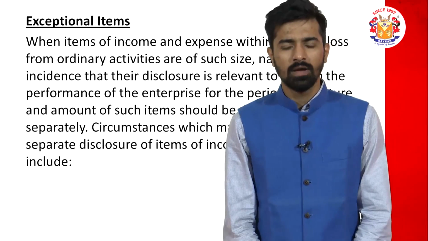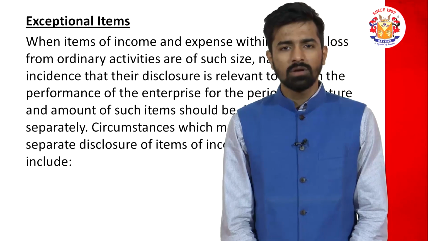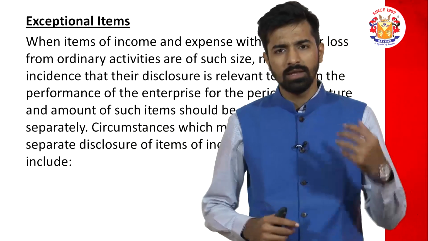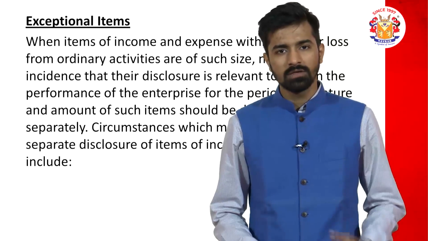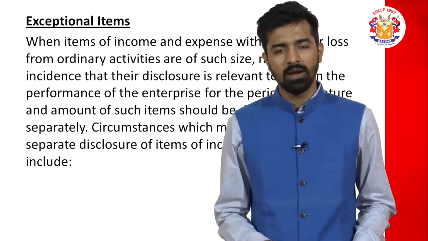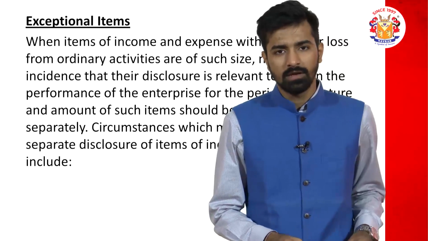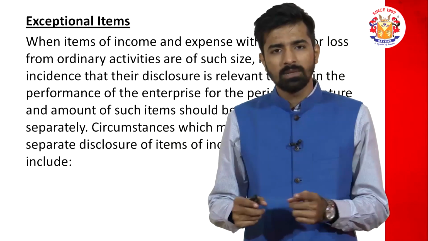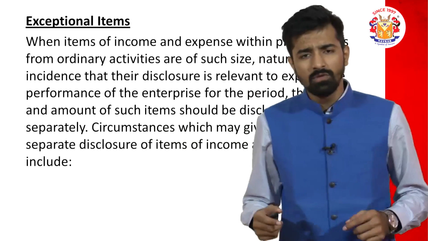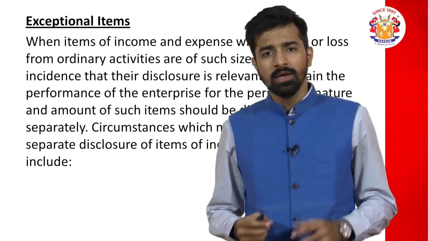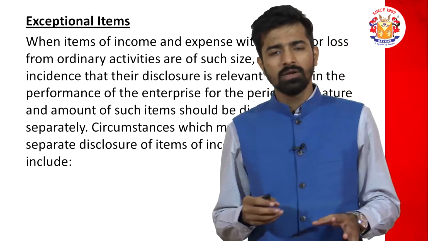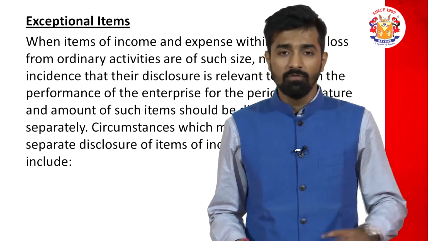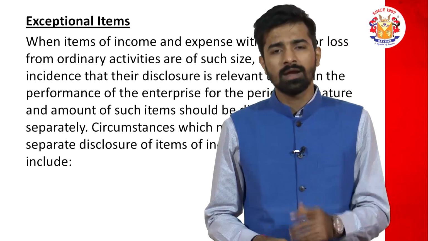Now let's talk about exceptional items. We talked about profit and loss from sale of fixed asset, and we discussed why it is not an extraordinary item. Even though it occurs infrequently, it is a part of your ordinary activities only. But even though it is a part of your ordinary activity, you need to separately disclose such items. Why do you need to disclose such items separately? Profit or loss will be divided into two parts only: from ordinary activities and from extraordinary activities. But within the ordinary activities, there are some activities.